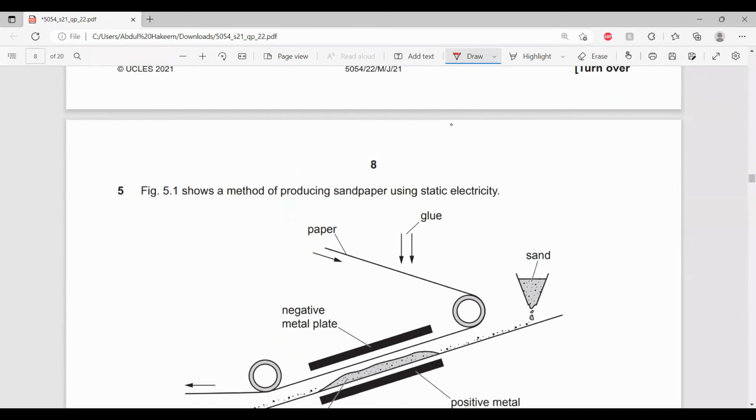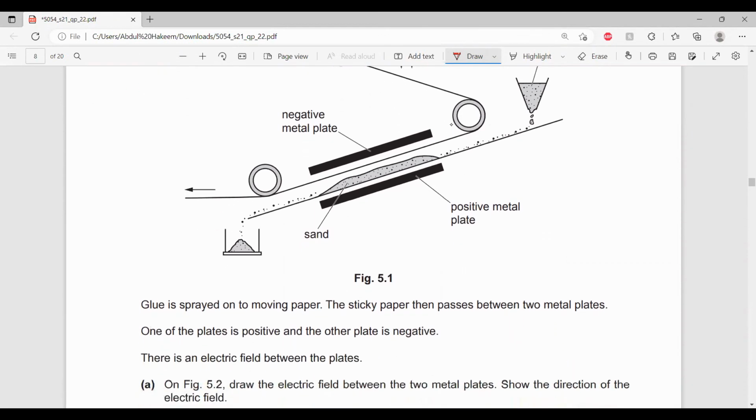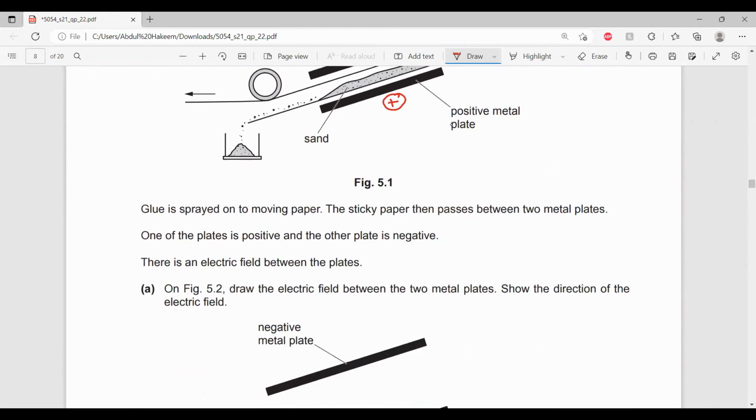Next question. It's about static electricity. We started this chapter last week. The figure shows a method of producing sandpaper using static electricity. Glue is sprayed on the moving paper. The sticky paper then passes between two metal plates. One plate is positive, the other plate is negative. So this plate is negative, this plate is positive in polarity, as mentioned. There's an electric field between the plates. Yes, we have done this in class, the electric field between two plates.